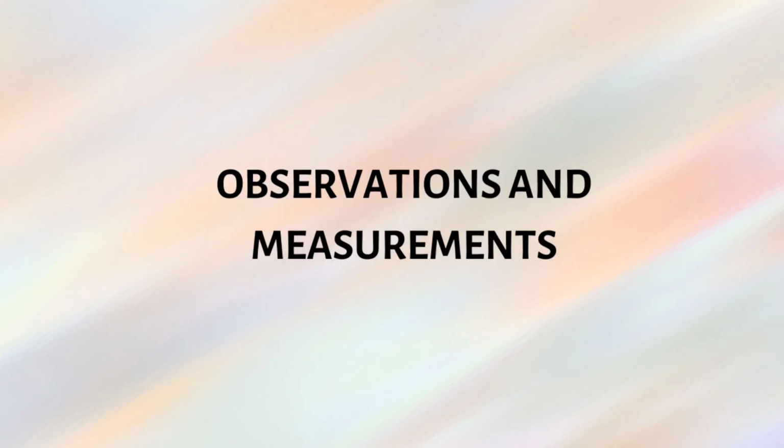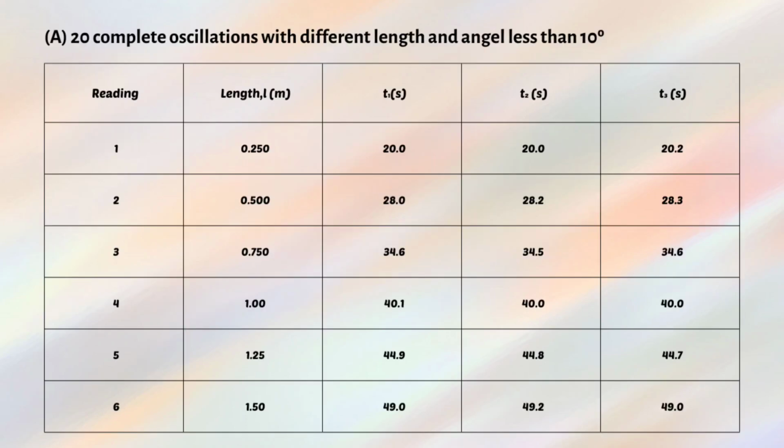Now we move to the observations and measurements. The first table is the first experiment, which is 20 complete oscillations with different lengths and an angle of less than 10 degrees. There are 6 readings, starting with 0.25, 0.5, 0.75, 1 meter, 1.25 meters, and the last one is 1.5 meters. Each reading has 3 repeated experiments, which are T1, T2, and T3.